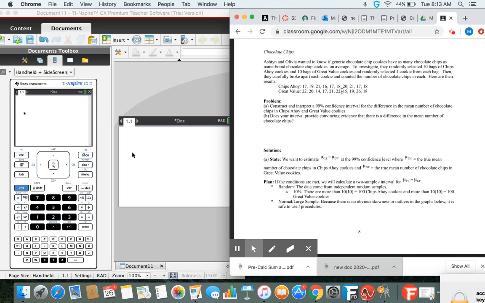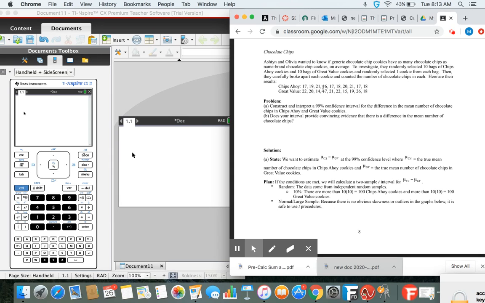So here's our first example of two things. We're going to find a confidence interval, and we're going to find a significance test. Okay, so picture you and a friend wanted to know if generic chocolate chip cookies had as many chocolate chips as name brand chocolate chip cookies. So for example, you open up a bag of Chips Ahoy, you look at a cookie, you break it apart, you count the number of chocolate chips. Now, this seems like a lot, 17, 19, 21. I wouldn't have thought there was that many chocolate chips per cookie.